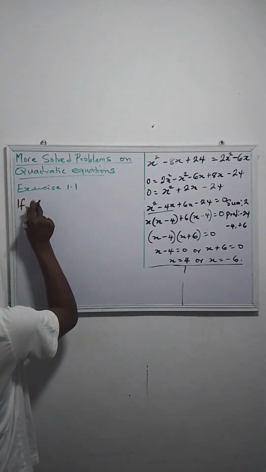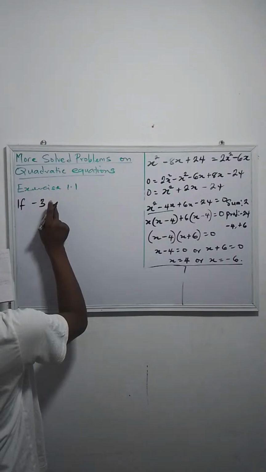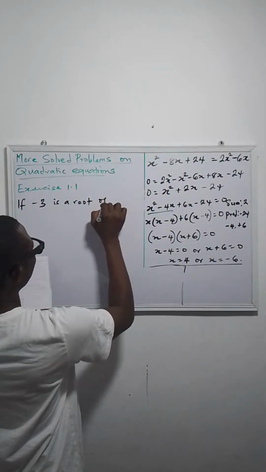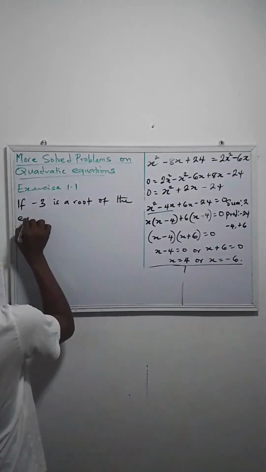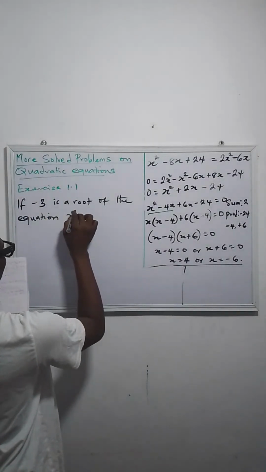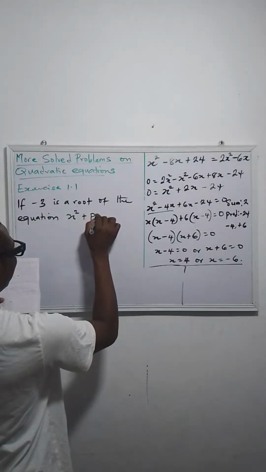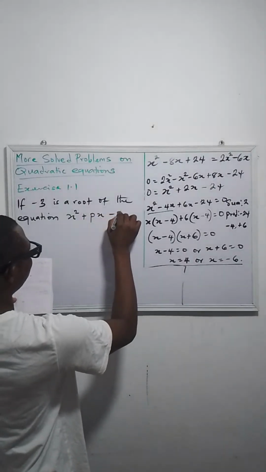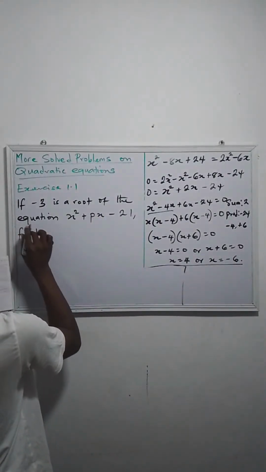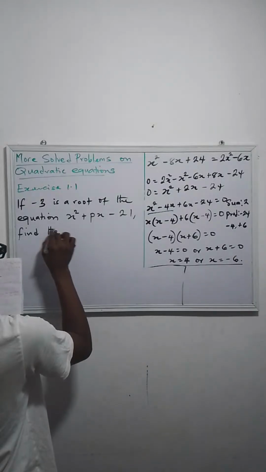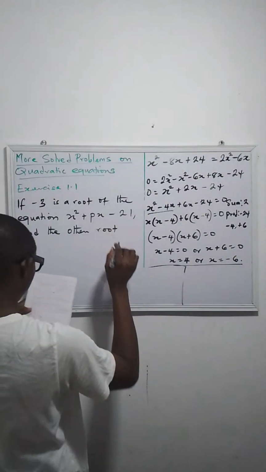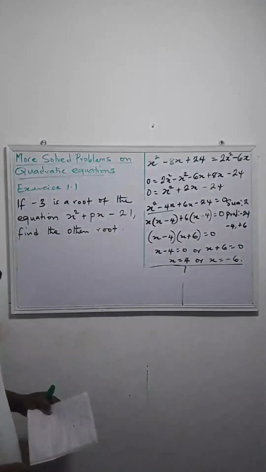If negative 3 is a root of the equation x squared plus px minus 21, find the other root. Find the other root. Okay, now look at this question.